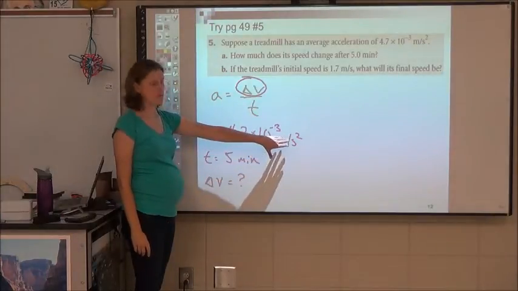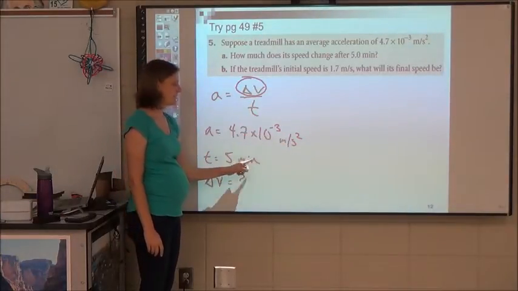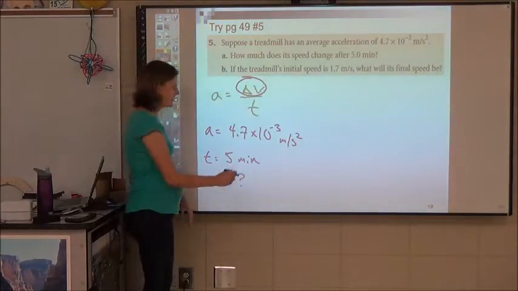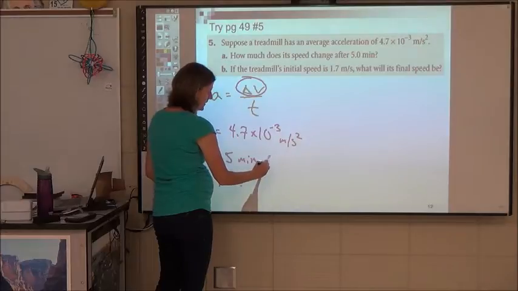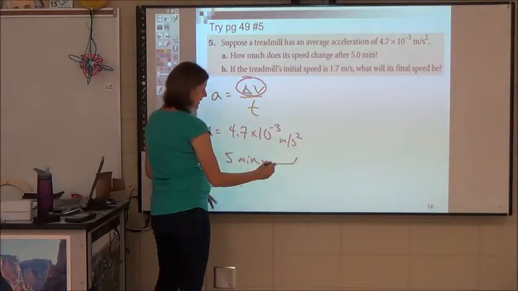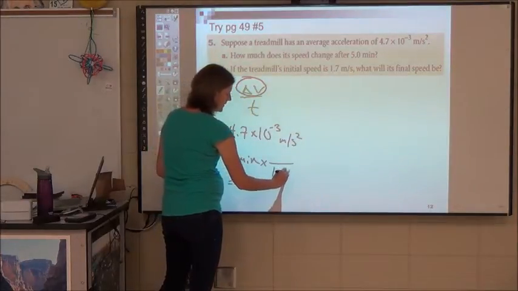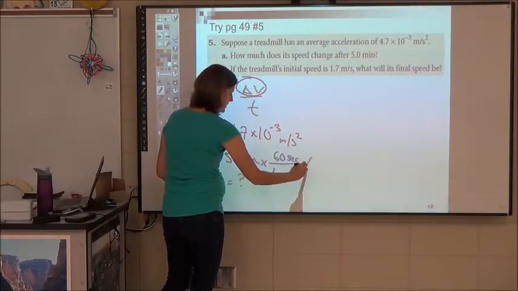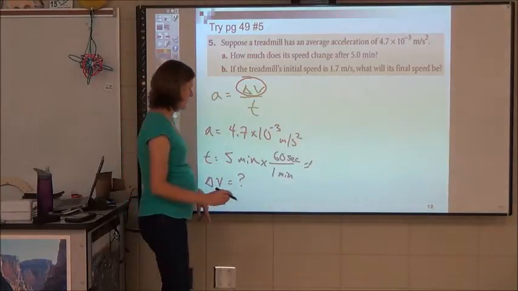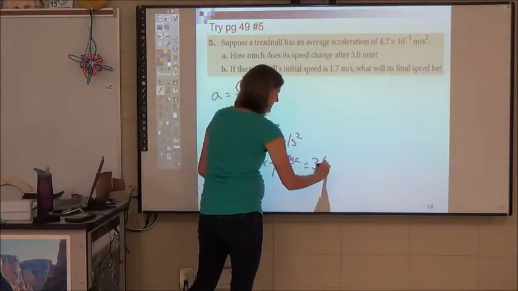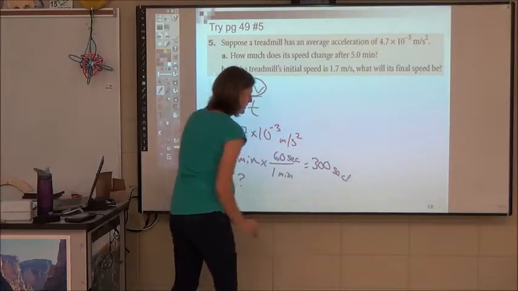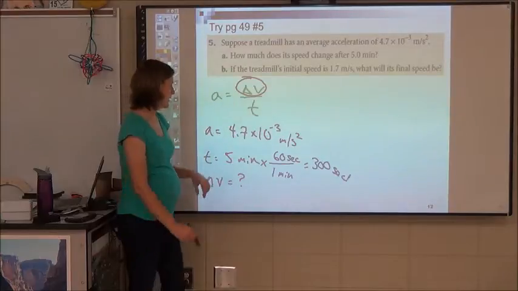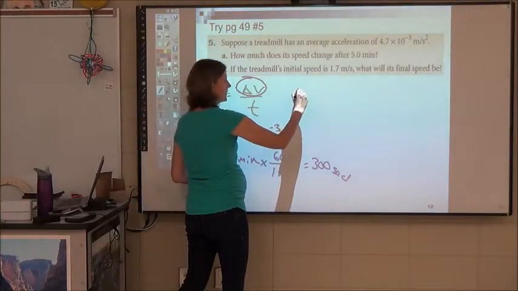Problems, as far as my fundamental units are concerned, I've got seconds and minutes. Cannot put those into one equation together. Got to change one of them. Definitely going to be easier to change your minutes. So 1 minute is 60 seconds. So that gives us 300 seconds. So now don't use the 5 minutes. Use your 300 seconds, plug on in, solve for delta V.